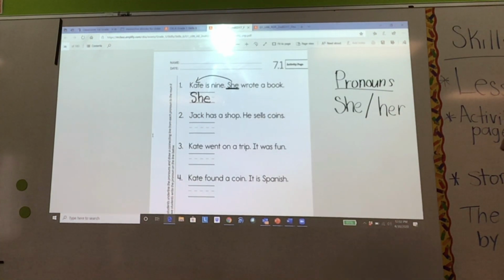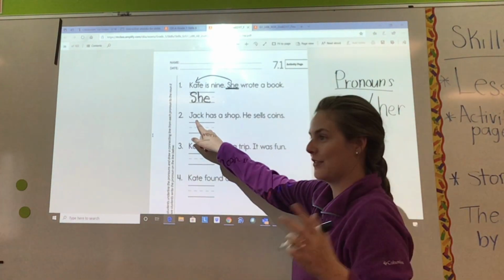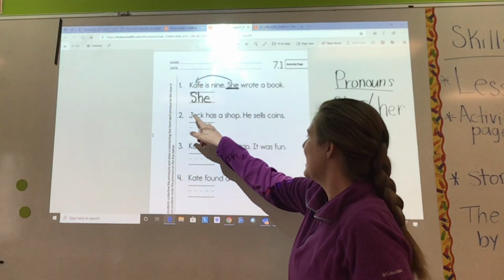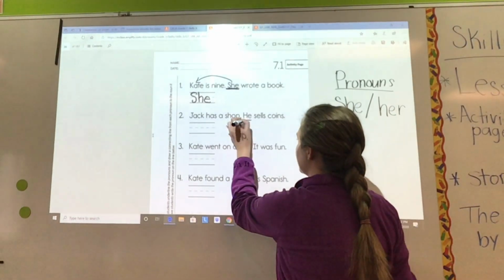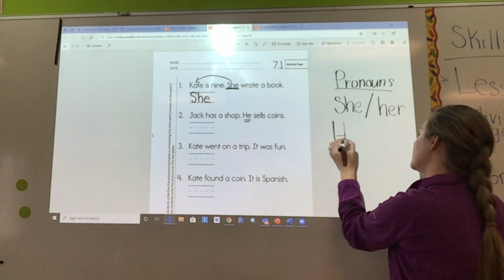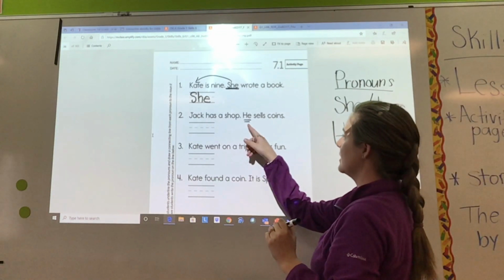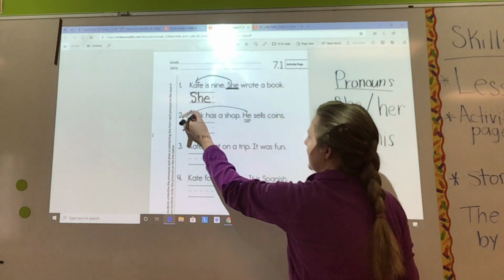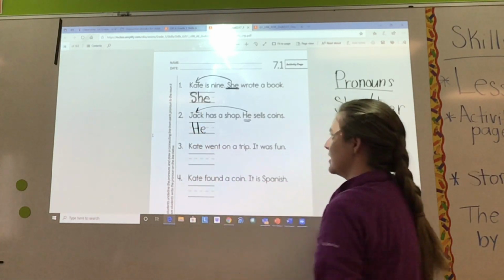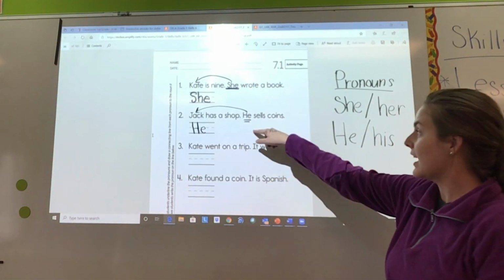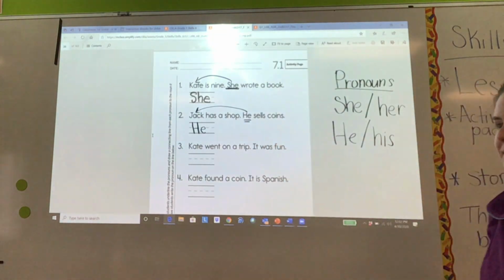Number 2, Jack. I have a Jack friend too. You do. He's not 9 either. Jack has a shop. He sells coins. I know that the word he is a pronoun. And you can also use his. He sells coins. That's going to go back to the name Jack. And we're going to write he. Jack has a shop. He sells coins. Jack sells coins. Or Jack has a shop. He sells coins.